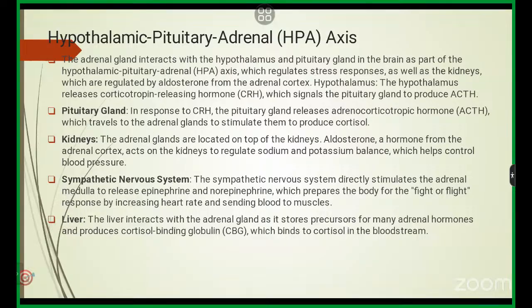Now we also look at how the liver interacts with the adrenal gland, because it stores precursors of many of the adrenal hormones and produces cortisol binding globulin, which binds to cortisol in the bloodstream. So other organs also come into play, although the major ones are the ones I mentioned earlier: the hypothalamus, pituitary, and the adrenal gland that work together in this triad of functions, assisted by two other organs, the kidney and the liver. The liver produces cortisol binding globulin, which binds cortisol in the bloodstream.